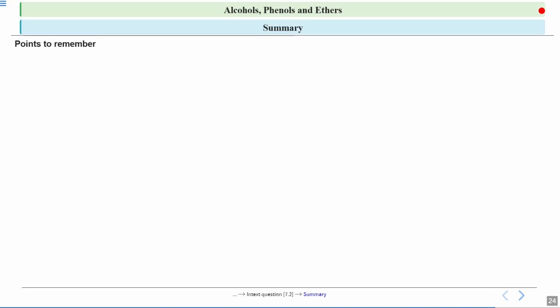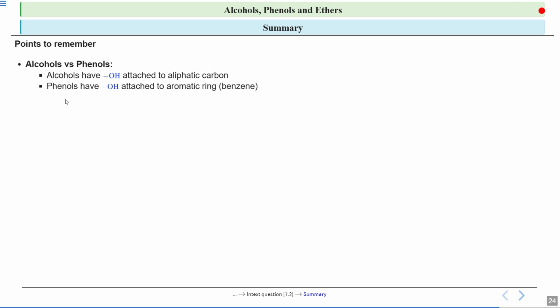Okay, let's see the summary of what we have covered today. First of all, we have seen the points to remember. Alcohols versus phenols: alcohols have a hydroxyl group attached to an aliphatic, saturated carbon. Phenols have OH attached to an aromatic ring, that is benzene. This is the difference between alcohols and phenols.